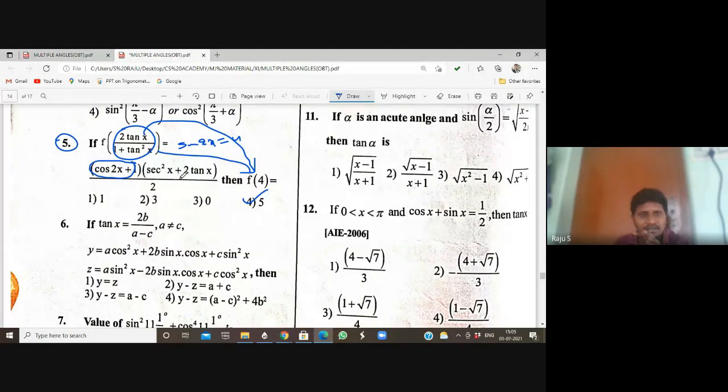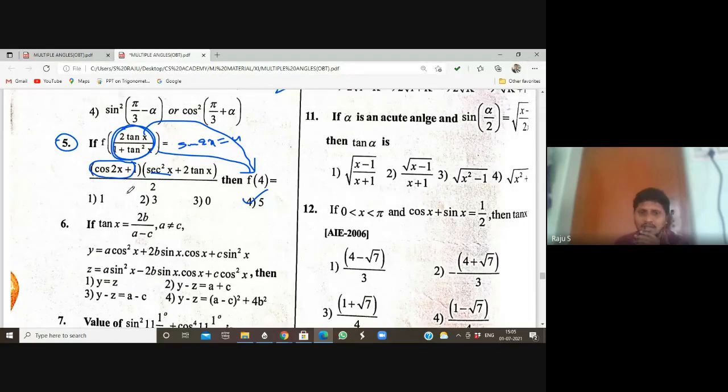I simplify the RHS and make it the given function. Otherwise, 1 plus cos 2x, after writing that, secant square x you can take common. Then secant square and cos square get cancelled. Any one of the ways you can do, you'll get the answer.